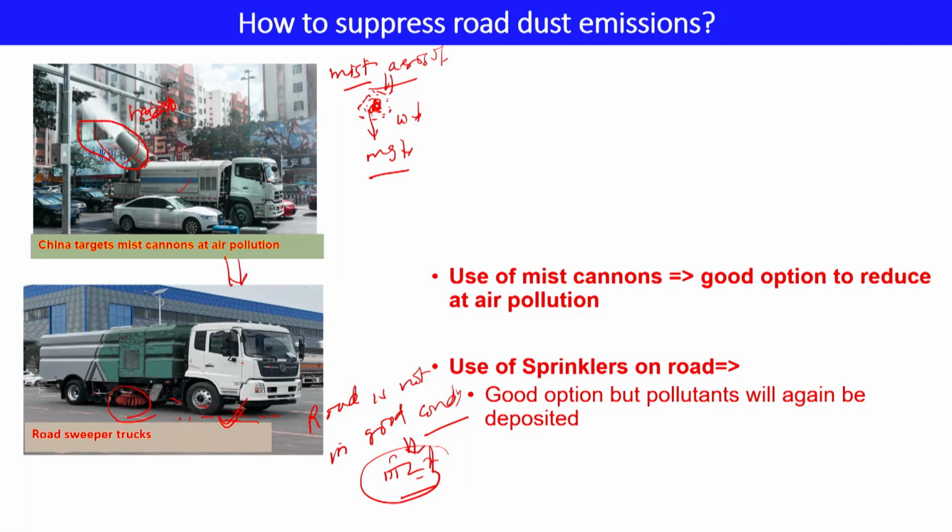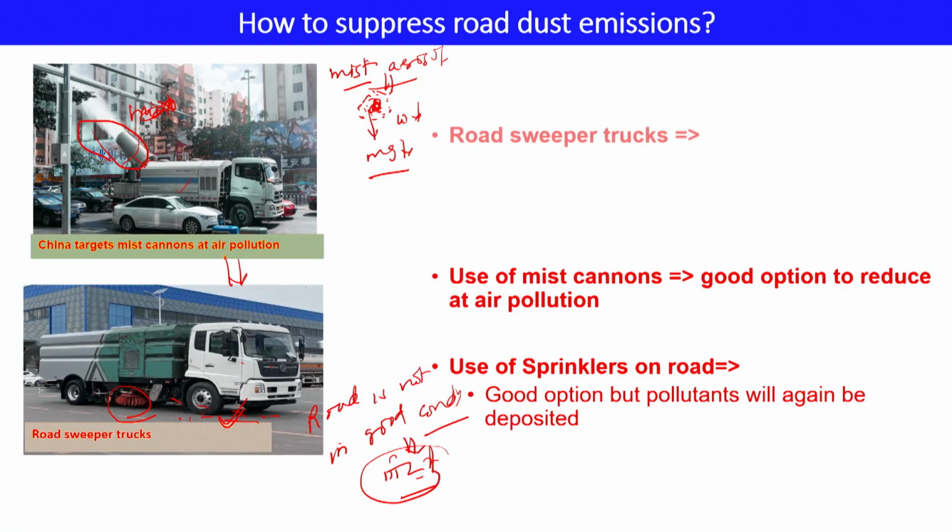If you talk about the urban atmosphere, the particles or the pollutants are still there. They were in the atmosphere, and when you use the sprinklers on the road, they might be suppressed for some time, but when the water dries out, these particles will loosen their strength again, and they will become part of aerosols. So, they will become part of pollution again. So, use of sprinklers is not a good option.